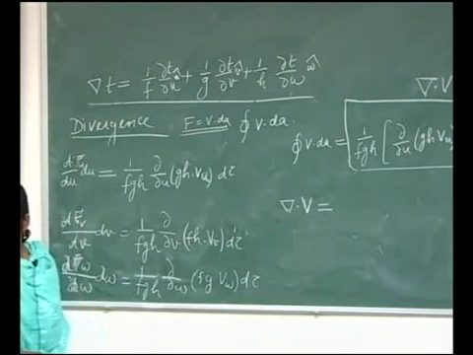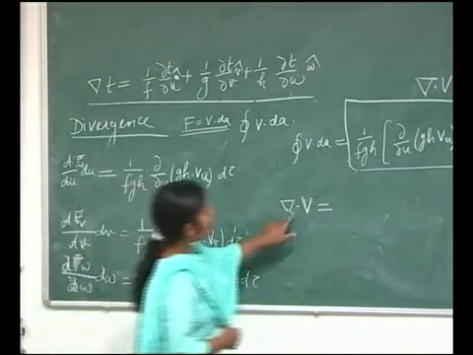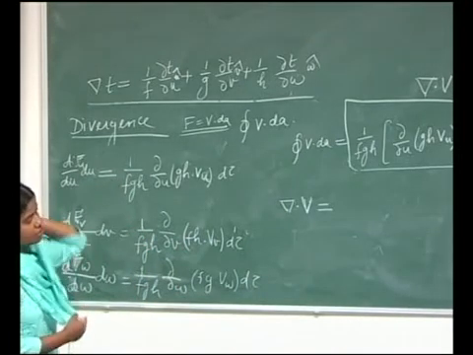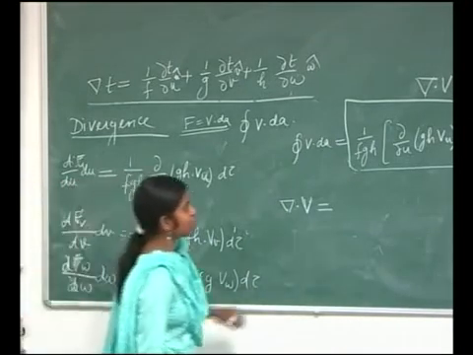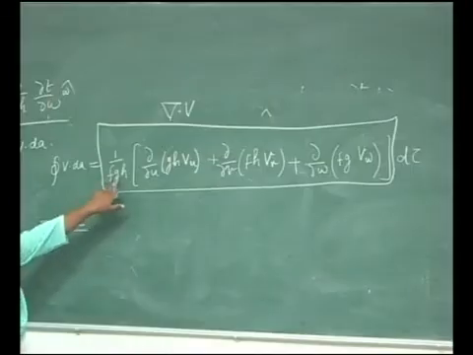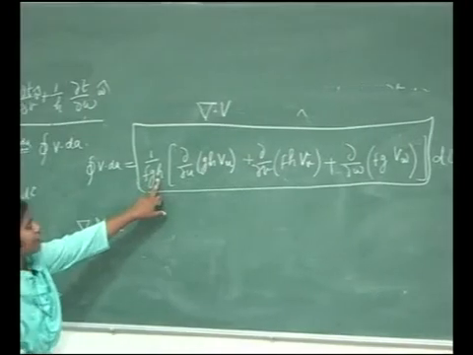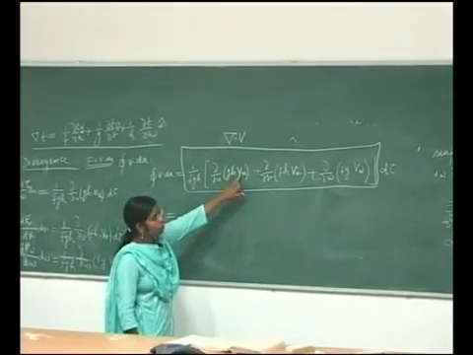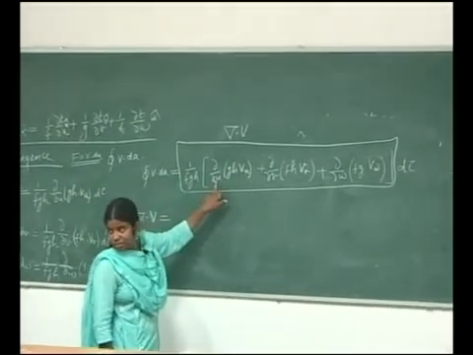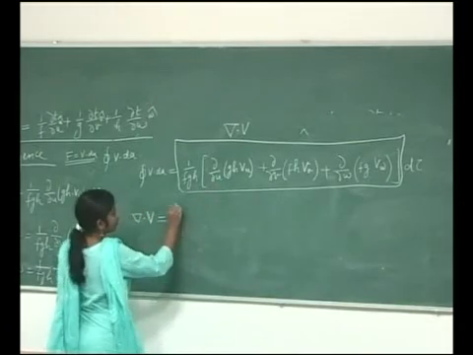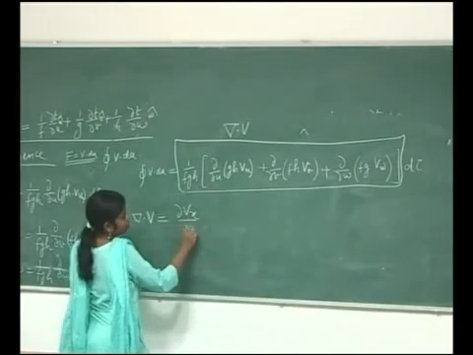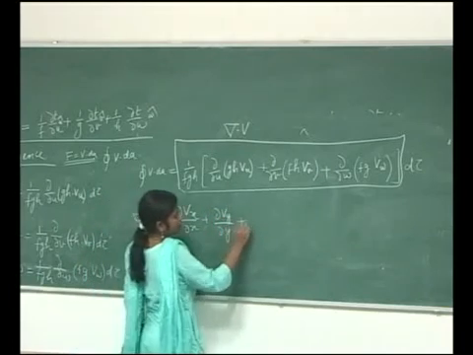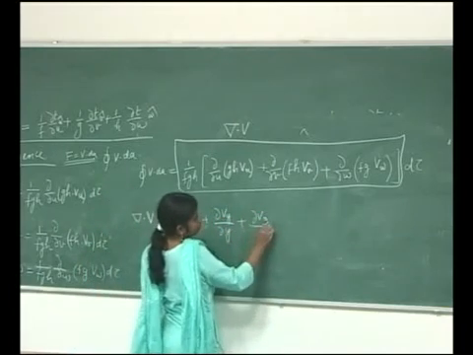Is it clear or not? So I have del dot V equal to this expression. Now let us check if we are getting the desired results or not. For the Cartesian system F G H is 1, and GH is again 1. So I have del Vu by del x, that is del Vx by del x, plus del Vy by del y plus del Vz by del z.